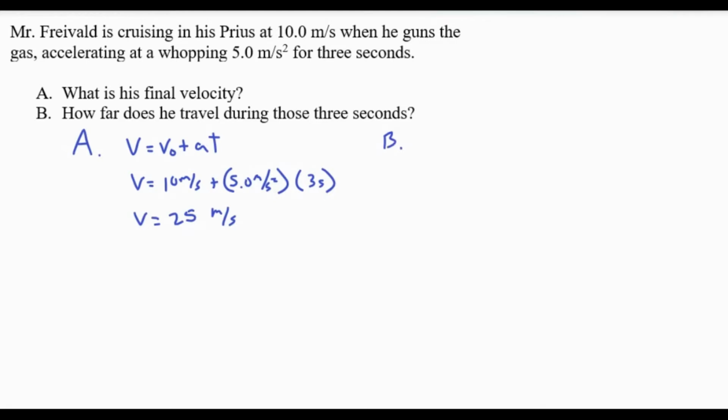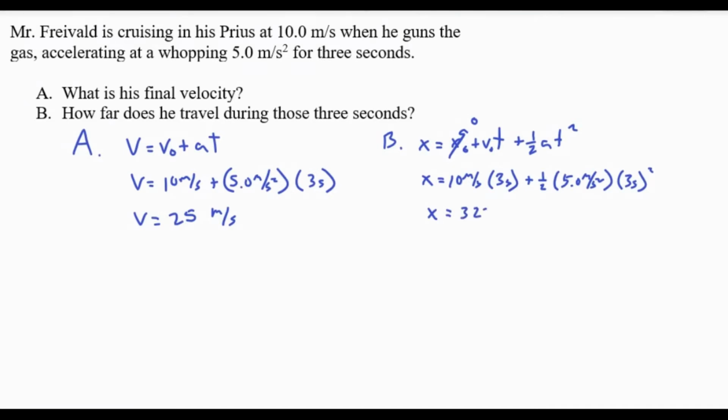How far in 3 seconds sounds like the distance formula, so let's use that and set x naught, our starting point, equal to 0. Plug in our numbers and solve to get 322.5 meters. This is about as straightforward a kinematics problem as you're ever going to find.